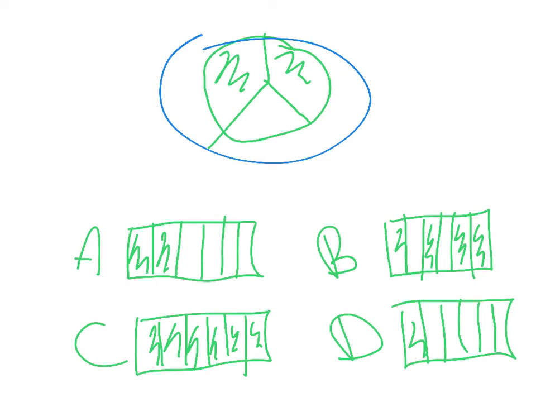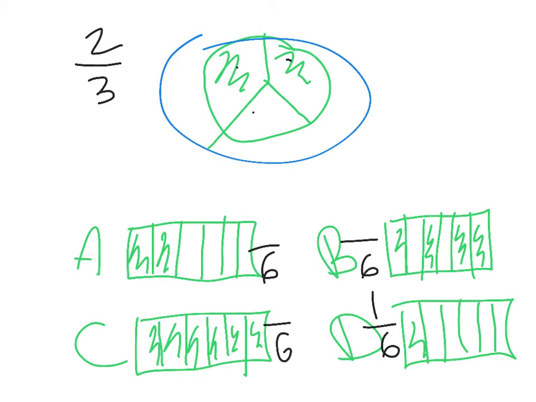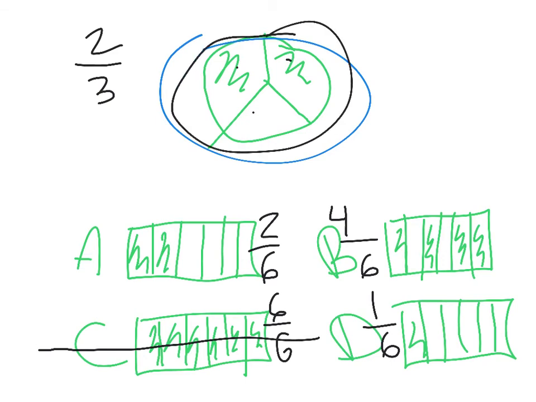So obviously my first step is I need to identify my base fraction. So I have 1, 2, 3 pieces, 2 of them shaded, so 2/3. It appears that all of these are sixths, so I have 6, 6, 6, 6. I have 1 shaded here, all of them shaded here, and 2 shaded here, and 4 shaded here. Now I can eliminate C right off the bat. Why? Because that's one whole, and I see my whole thing up here is not shaded.